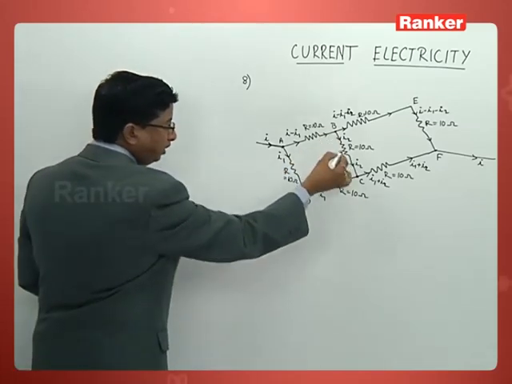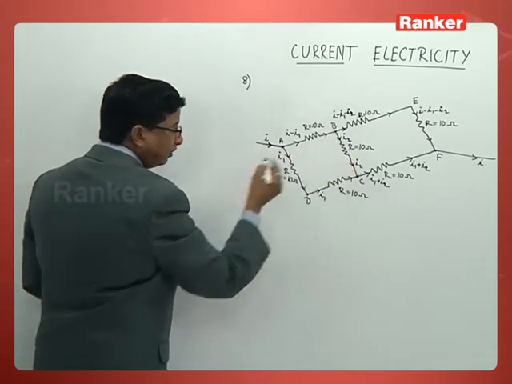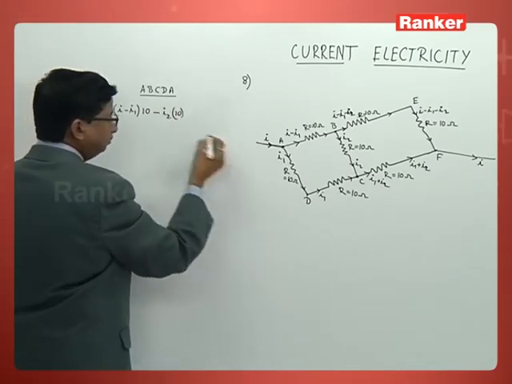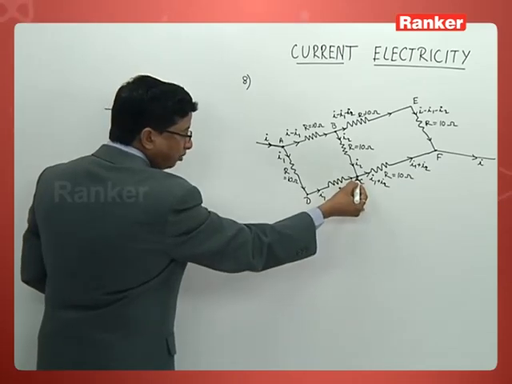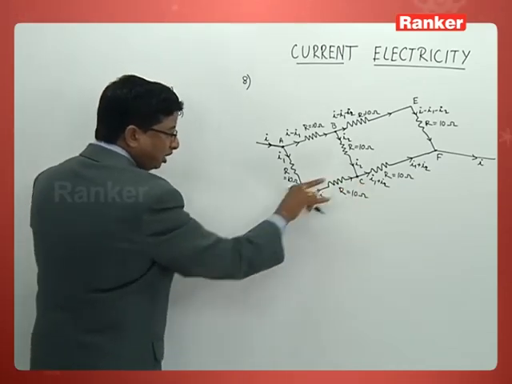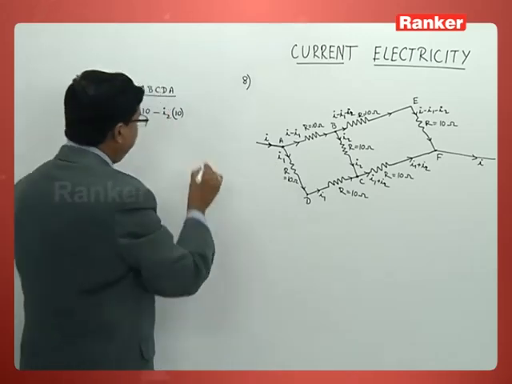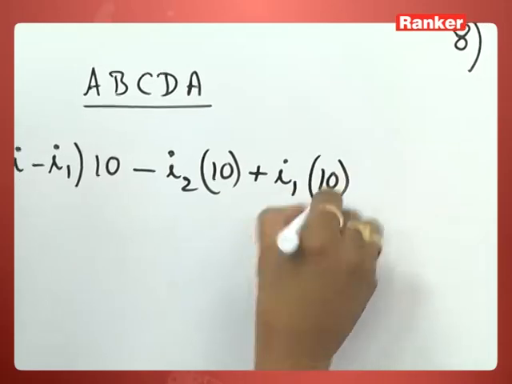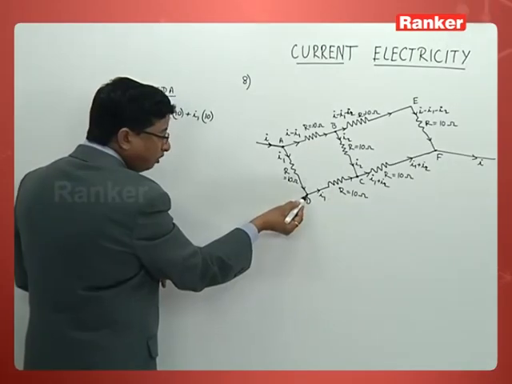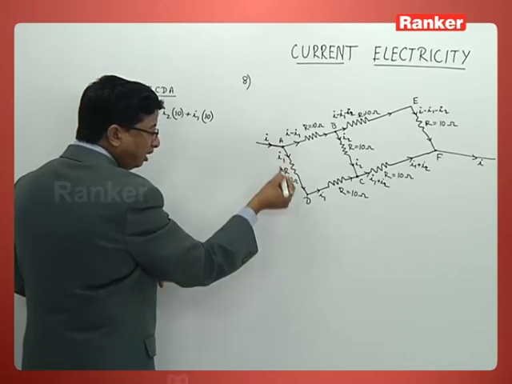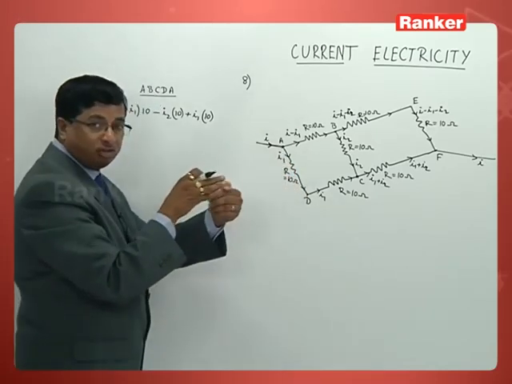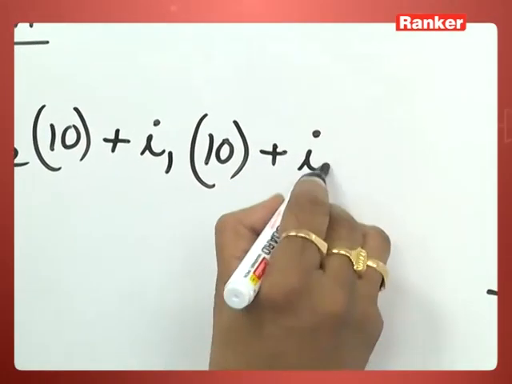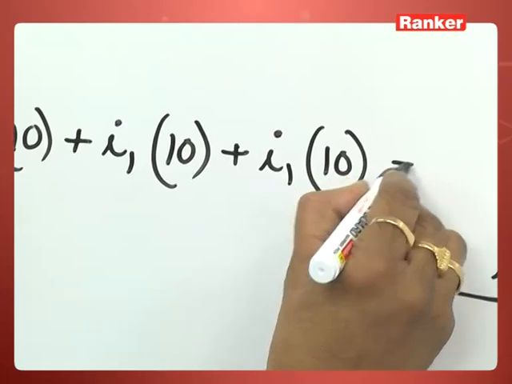Right? Here, again I am going along the direction of current. Minus I2 into 10. That is IR. I am coming from C to D, but current is coming against my direction. Then I should write plus I1 into 10. And when I reach from D to A, when I am going back, current again is opposite to my direction. So I should take plus I1 into 10 is equal to 0.